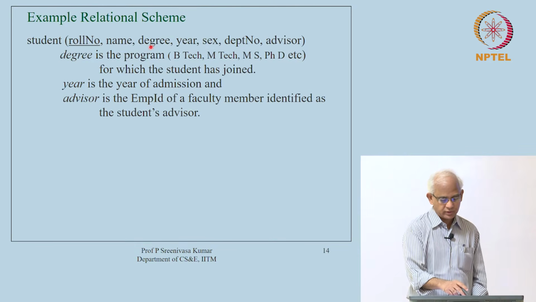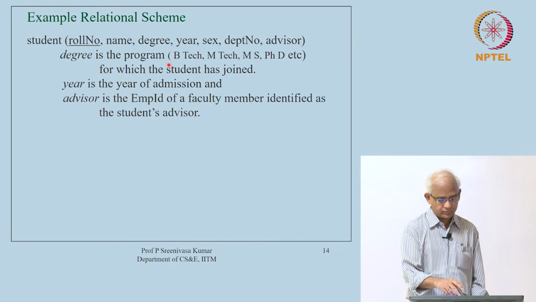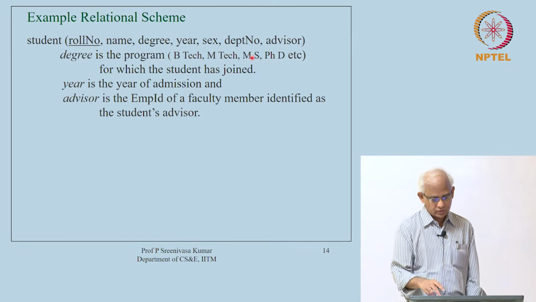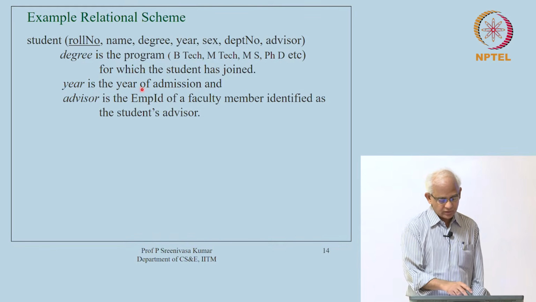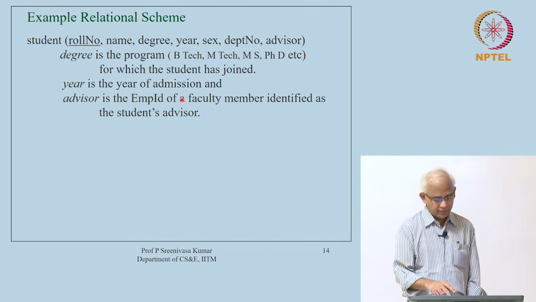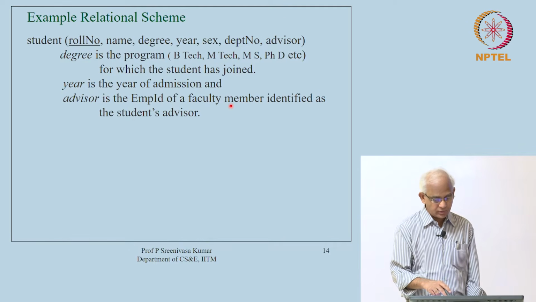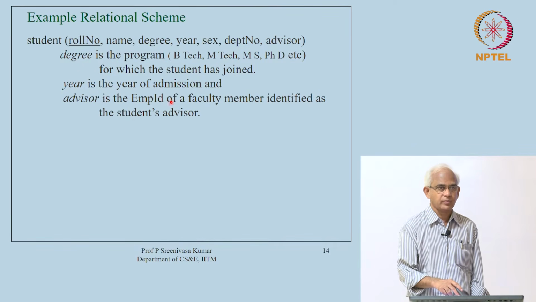And so, name, these are obvious. Degree is the program; the value of the degree attribute is the string that stands for the various programs that the student might have been enrolled for. So, it is the degree for which he has joined the institute, and the year is the year of admission, and the advisor attribute is the employee ID of a faculty member identified as the student's advisor. Okay. So, all students are required to have an advisor.